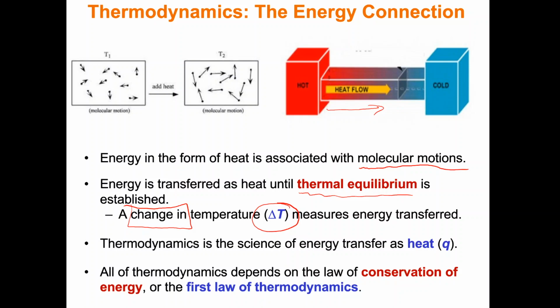Okay, so when we talk about thermodynamics, we're going to talk about the science of energy and the energy transfer as heat specifically. And we're going to call heat lowercase q. So anytime in this chapter we see a lowercase q, know that we're talking about heat. So when we study thermo, what are we really studying? We're studying the transfer of energy as heat.